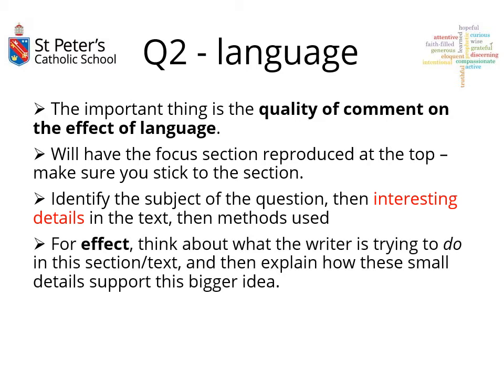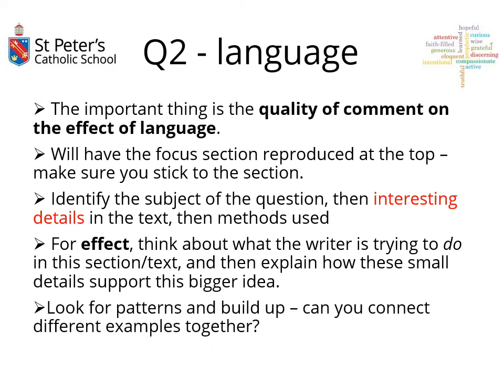And for effect, think about what the writer is trying to do in this section or in this text and explain how these small details support this bigger idea. So if the writer is trying to make us feel sympathy for a character, how do those words help make us feel sympathetic? If the writer is trying to show a contrast between something, how do those words build that contrast? So always think about what the writer is trying to do and how those words help them do it. That's how you get to the effect.